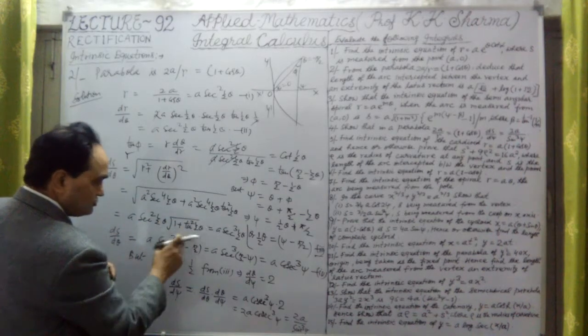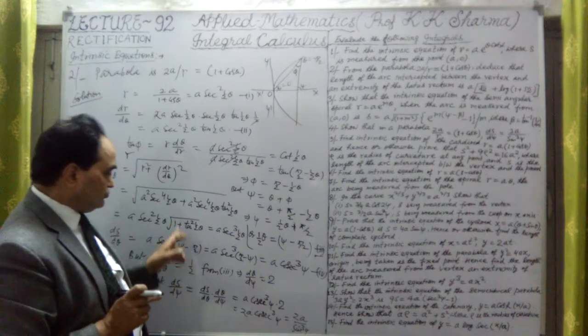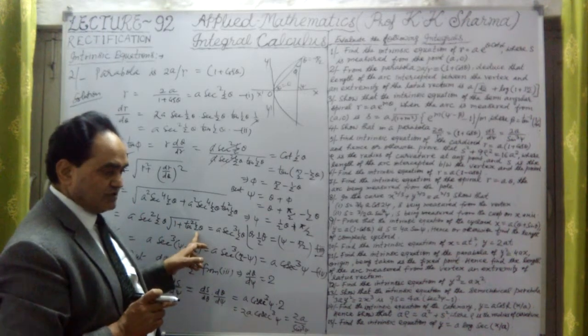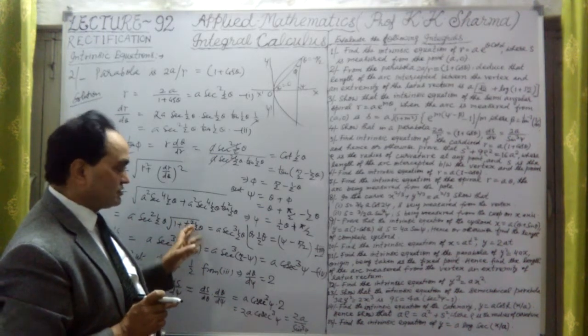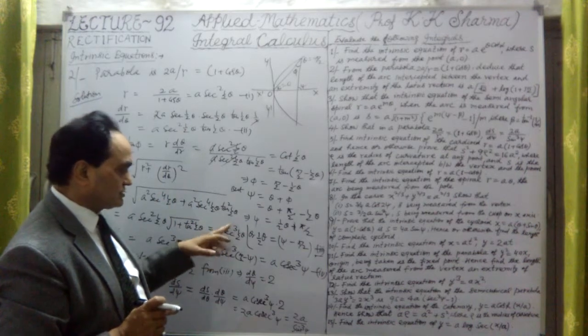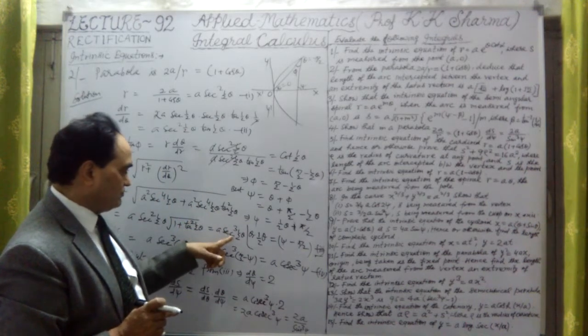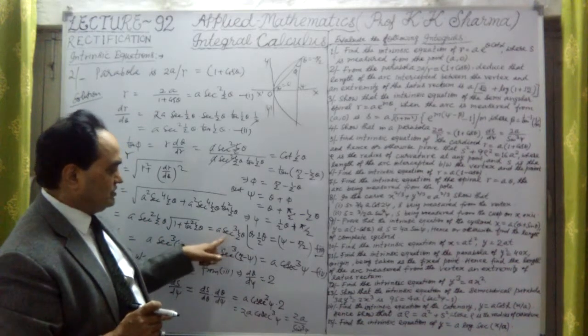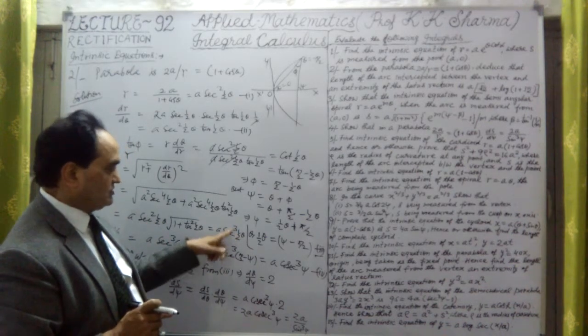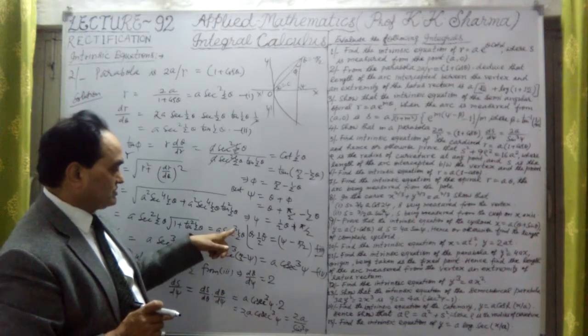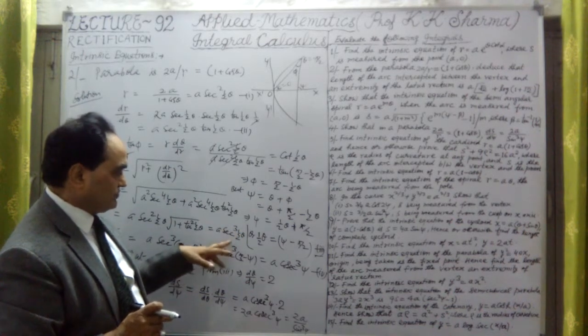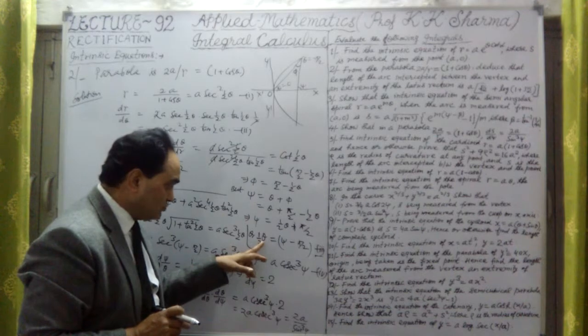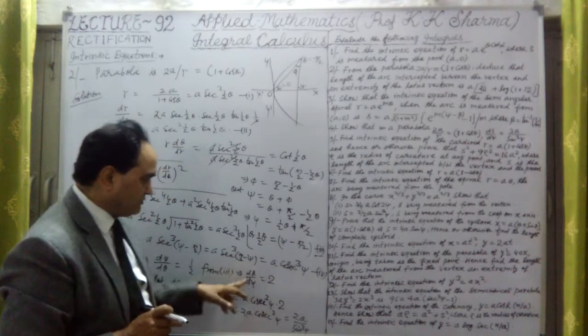And out of this square root, 1 plus tan square half theta is equal to sec square half theta, under the square root. So the square root is cancelled out, and the power of sec is 1 here. That 1 and this square will be a sec cube half theta. Okay. Now substitute the value of half theta, which is psi minus pi by 2.